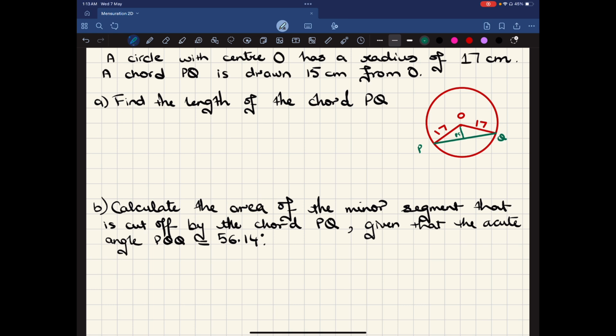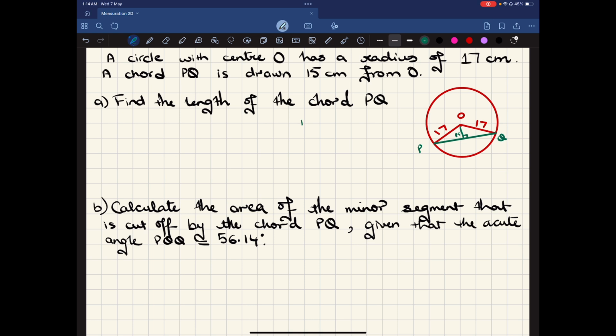So this is the distance. It is going to be the perpendicular distance, obviously, so it's going to be 90 degrees. So they're asking you to find the length of the chord PQ. Now here we're going to use Pythagoras. I hope all of you know what it is and how to put it to use.